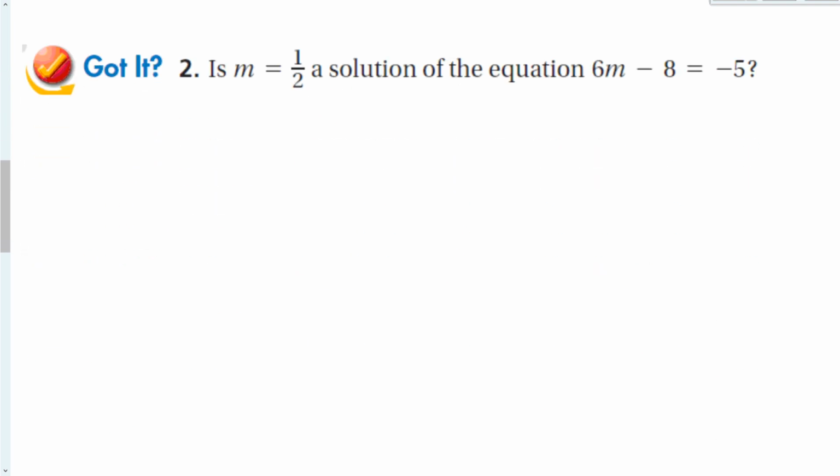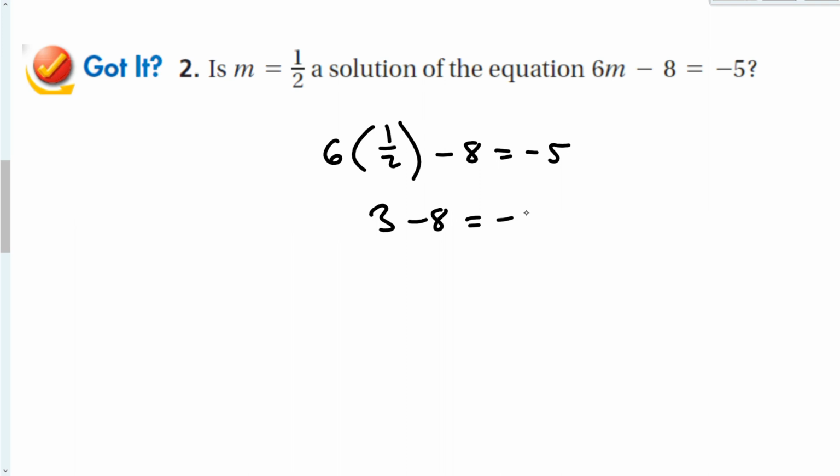Is m equal to 1/2 the solution of the equation 6m minus 8 is equal to -5? So let's plug in m and find out. So that's 6 times 1/2 minus 8 is equal to -5. So remember how to multiply fractions. So it would be 6 over 2, which is 3, minus 8 equal -5. And that is actually true. So the answer to this is yes, it is a solution.